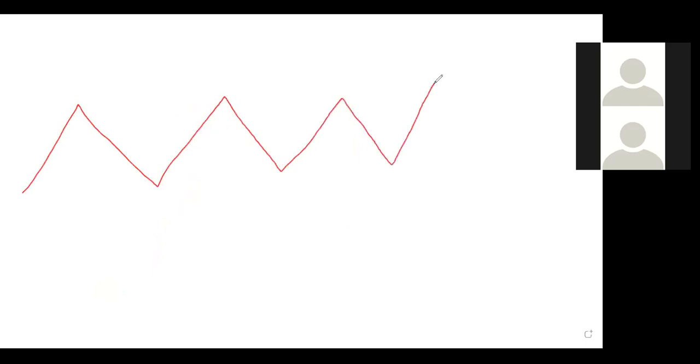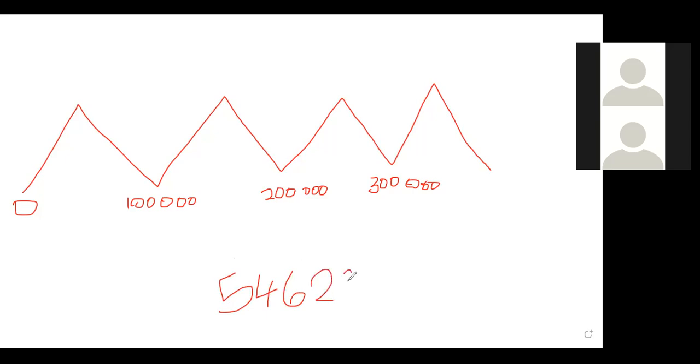In fact, you go to millions also, but that will be next year. This is 0. This is 100,000. This is 200,000. This is 300,000 and so on. My question for you is, I am at 54,623. Where would I go? Where would I go, guys?